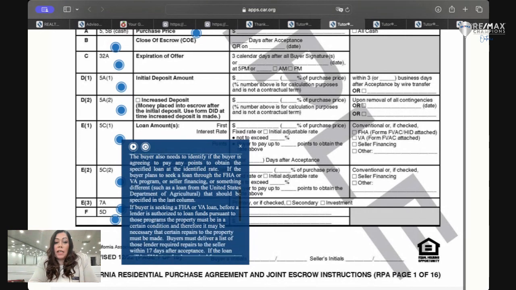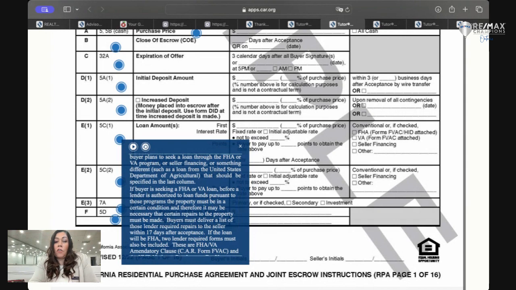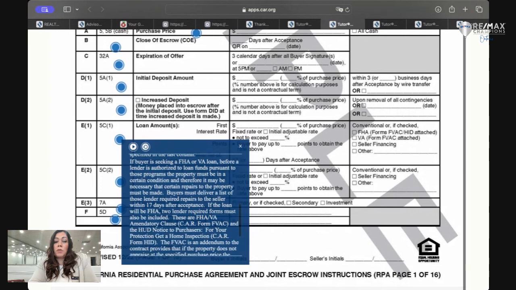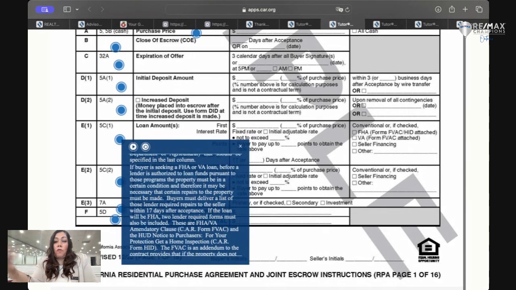If the buyer is seeking an FHA or VA loan, before a lender is authorized to loan funds pursuant to these programs, the property must meet certain conditions, and therefore it may be necessary that certain repairs be done to the property. So buyers must be aware of that. So there are additional forms that are attached. Obviously, if you have FHA or VA, you get the FVAC and the HID form. So those are to make sure that the property appraises. And then, like you mentioned, it's whatever the appraiser says, if there are any conditions, they call something out, then that's something that has to be addressed.